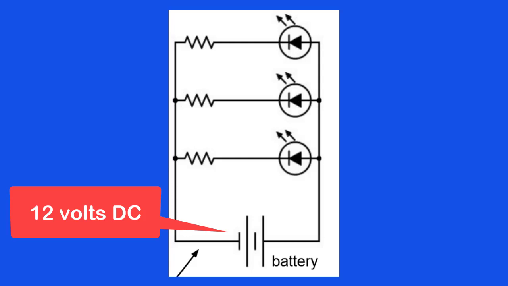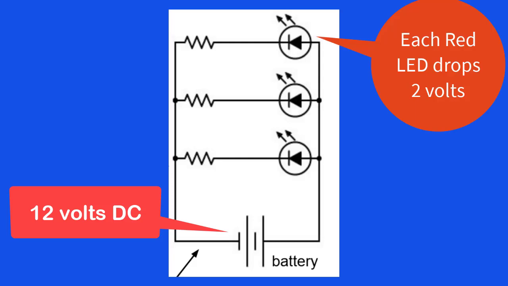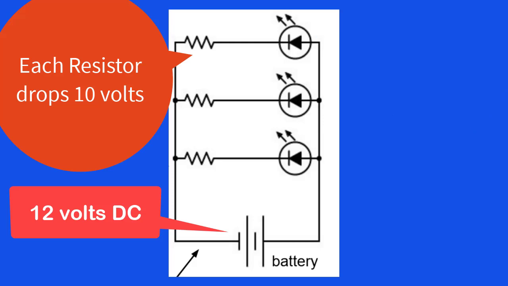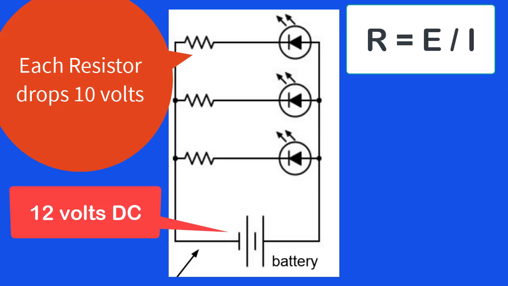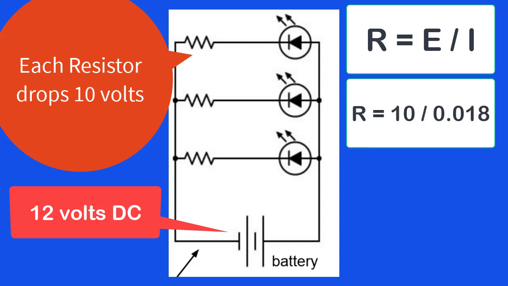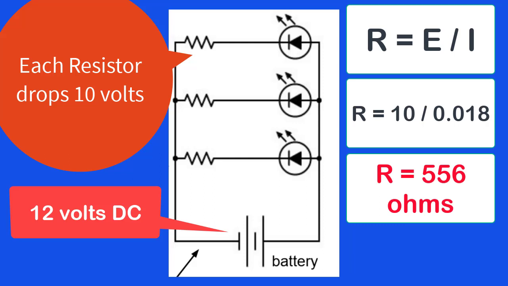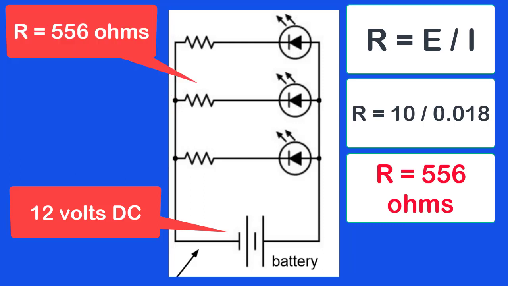Well, since a red LED drops 2 volts across it, each resistor would need to drop 10 volts. So using the formula, R equals E divided by I, R would equal 10 divided by 18 thousandths, so therefore R is 556 ohms. So each LED, therefore, would require its own 556 ohm resistor.